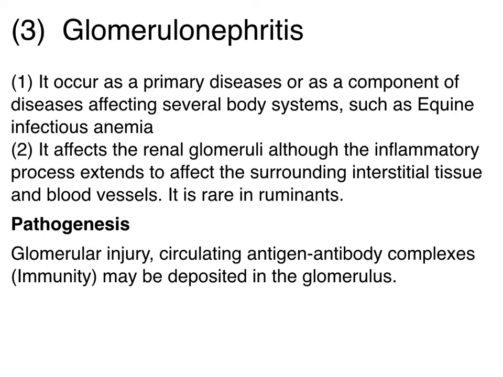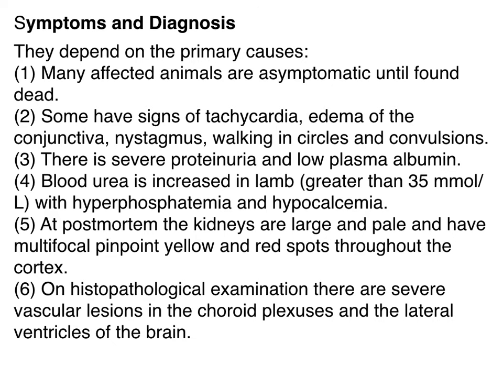As for the pathogenesis, glomerular injury by circulating antigen-antibody complex, especially in equine infectious anemia, so it will be related to immunity, the relationship between the formation of antibodies and antigen, and the antibody may be deposited in the glomerulus. As for the symptoms and diagnosis, they depend on the primary causes.